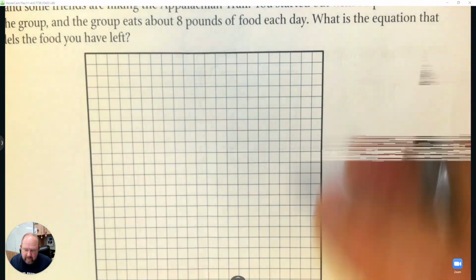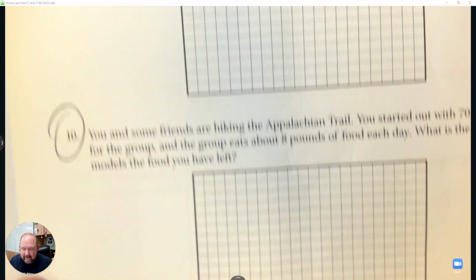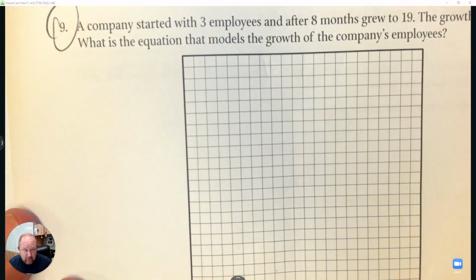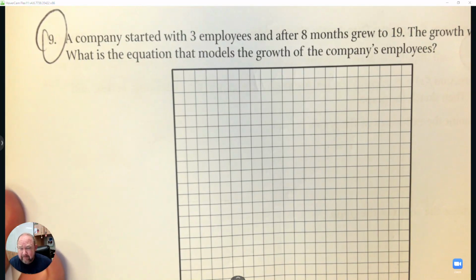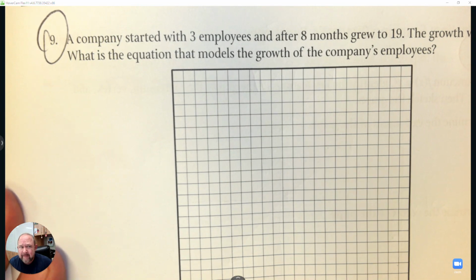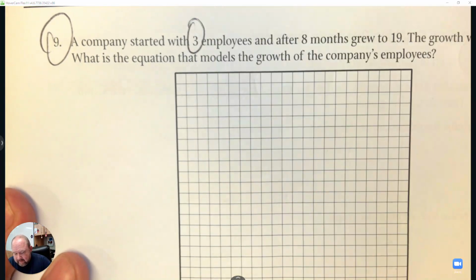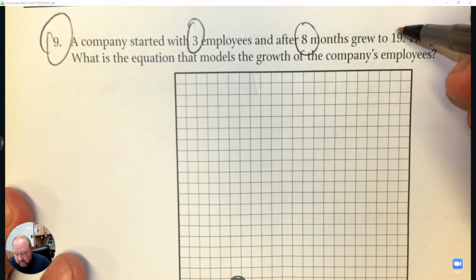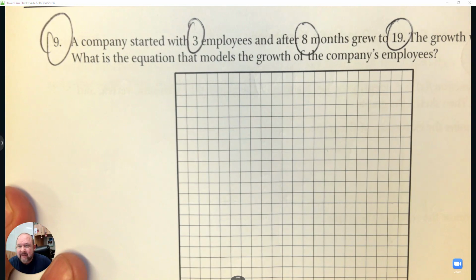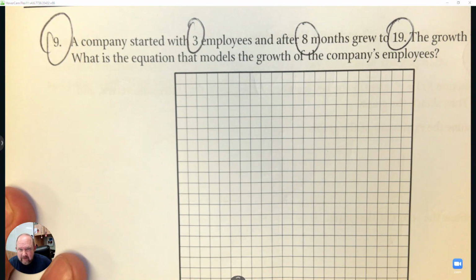Okay. Turn the page. Number 9. Again, if number 9 is not done, I said for homework for you. And then keep fast forwarding. A company started with 3 employees, and then after 8 months grew to 19. The growth was steady. What's the equation that we're talking about here?